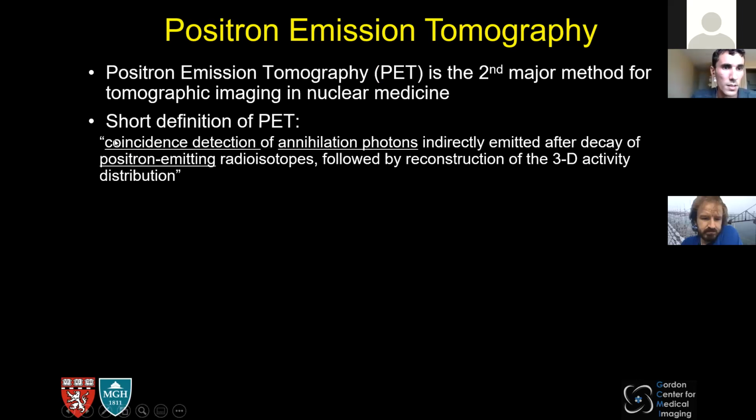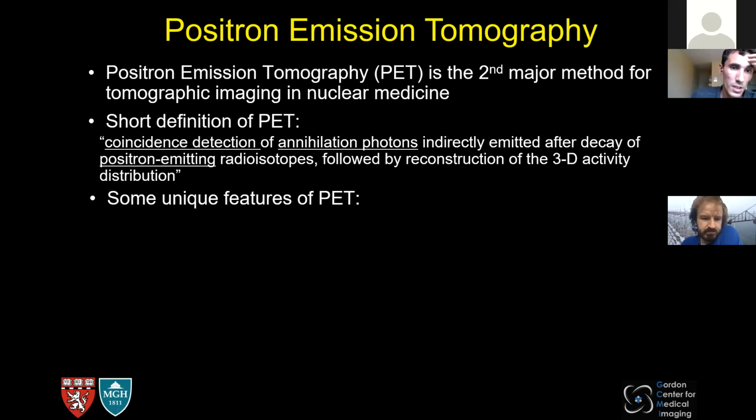And I've underlined 3 of them. So coincidence detection, annihilation photons, positron-emitting radioisotopes. Reconstruction, we're not going to talk about that today because you're going to have a dedicated lecture on reconstruction later this fall. So really those 3 first concepts are what we're going to explain today, okay?